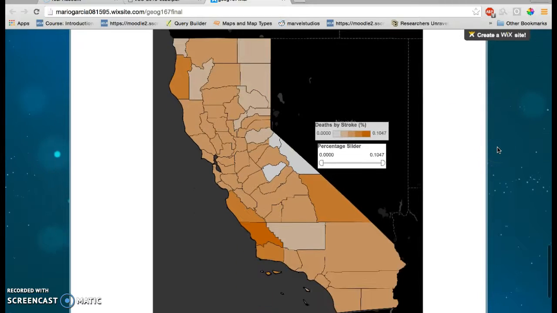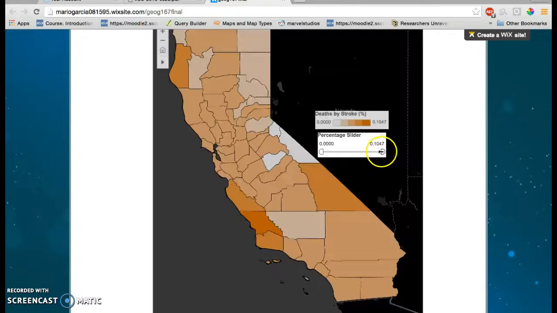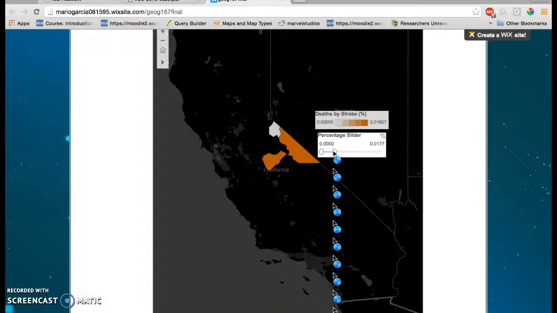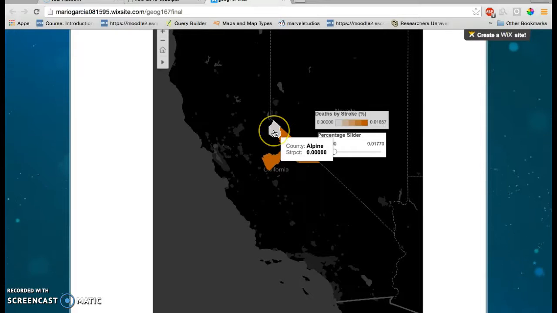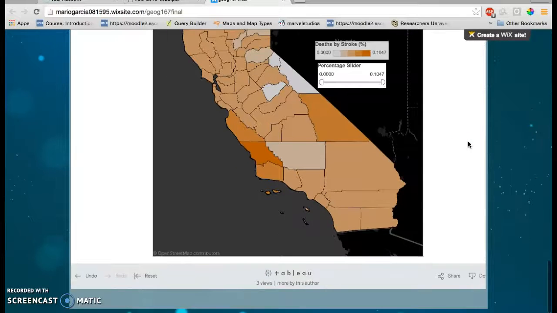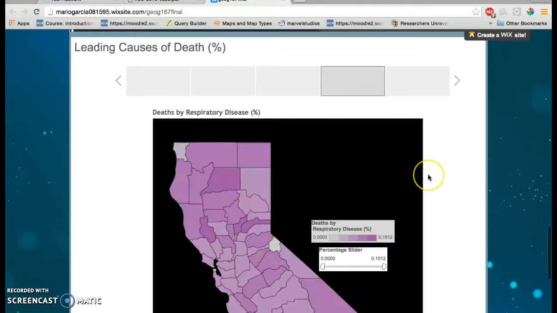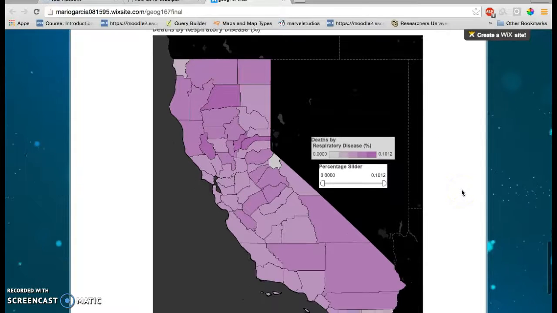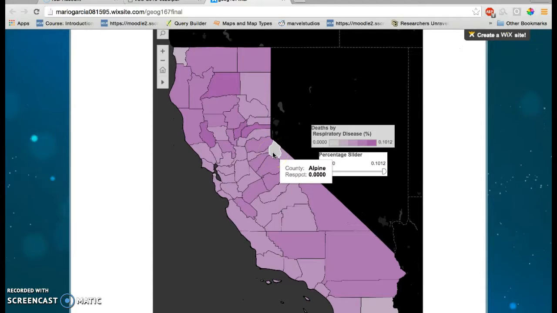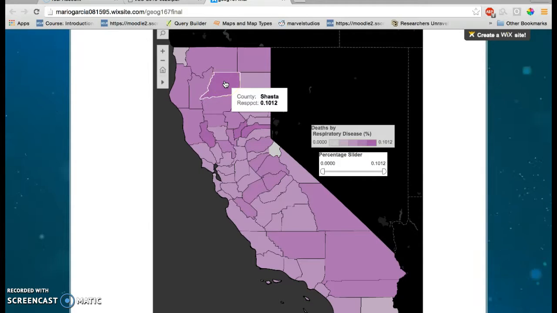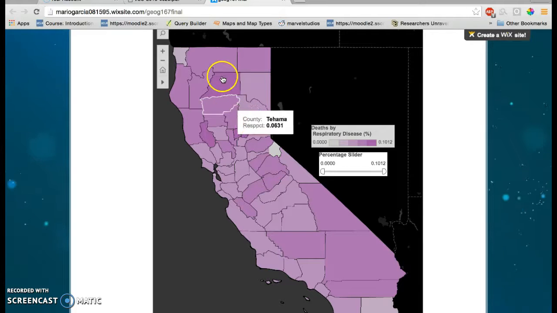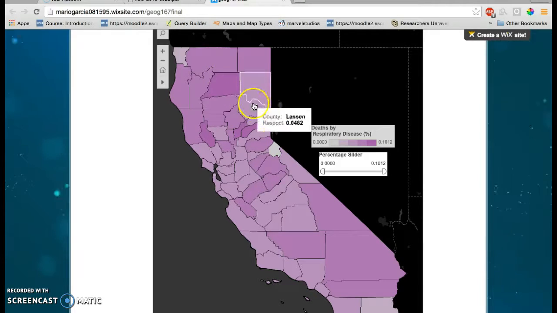This map's on strokes, and once again, we could filter and we can see what counties suffered a smaller percentage of deaths from stroke. You can see Alpine County had 0 deaths from stroke in 2013. And then this map's for respiratory disease, and just like the other 3 maps, it's the same. Alpine County has no deaths from respiratory disease in 2013, and it seems like Shasta County had a higher percentage of deaths from respiratory disease.